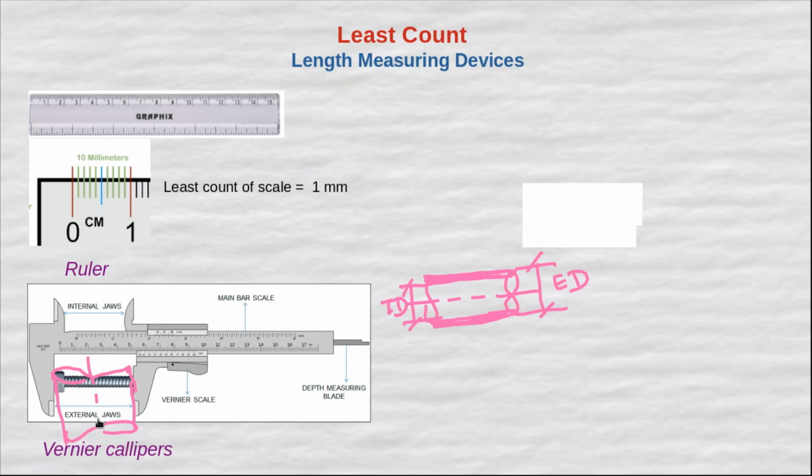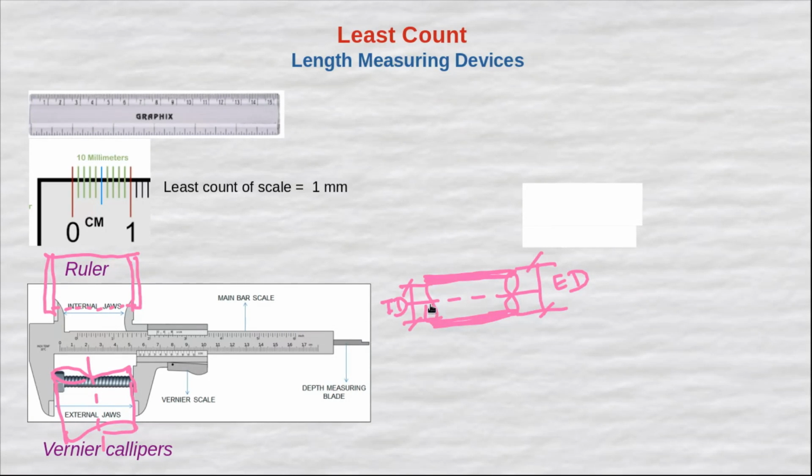So this is the center line. But for the internal diameter, you can put the jaws inside like this. This is the wall of the cylinder, and you can put it here and measure this internal diameter. So this internal jaw can go inside the device.